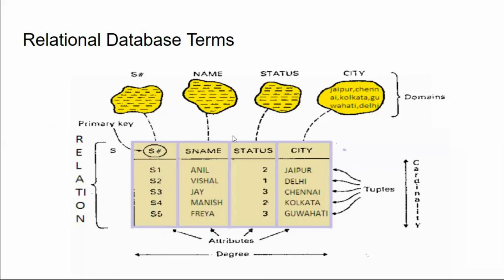Here, I have taken one table and marked all the different terms of a table. First, the relation: the horizontal and vertical arrangement, the rows and columns, is called a relation. The column name along with the values is called a domain, so we have 4 domains over here. The rows are called tuples, and the count of them is the cardinality. The different column names are called attributes, and the number of attributes is called the degree.